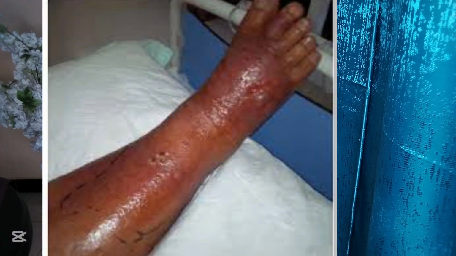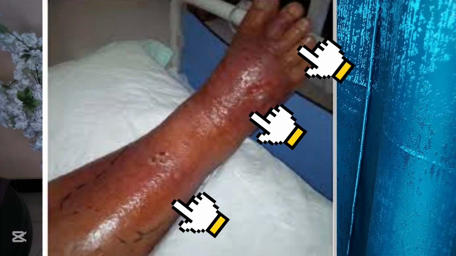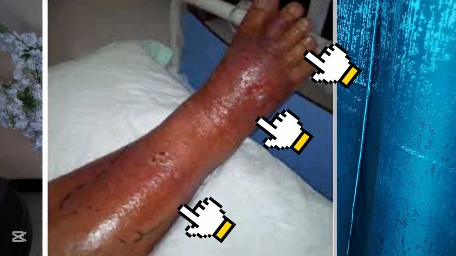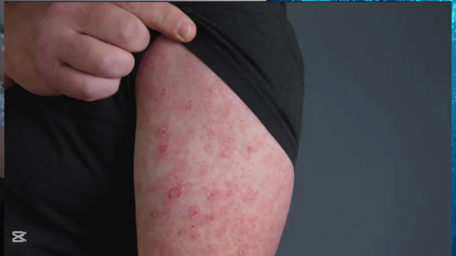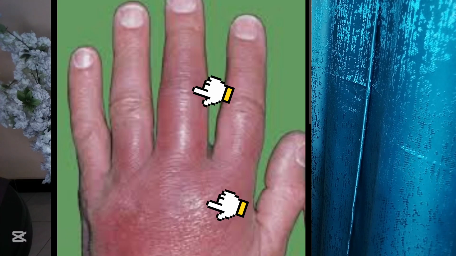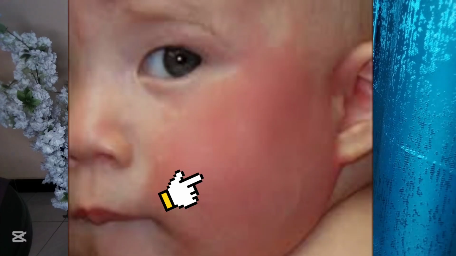Cellulitis commonly occurs in the lower limbs, specifically the legs, the feet, and the toes. But it can also be found in the upper limbs, for example, the arm, the hand, and the fingers. We can also find it on the face.